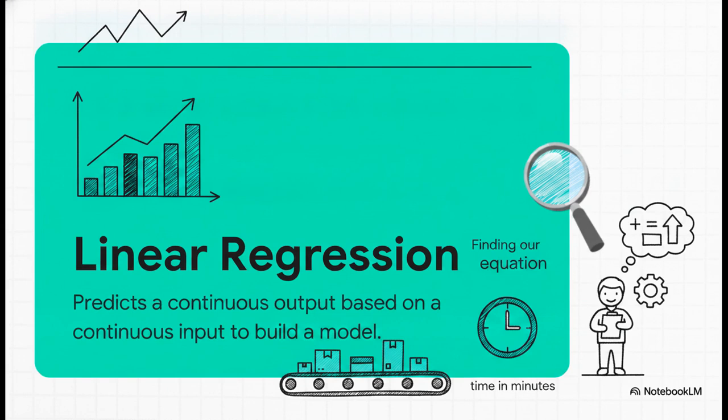Because both our input, the number of items, and our output, the packing time in minutes, are continuous numbers on a scale, we know exactly what to do. We build a linear regression model. We map out the historical data to find our equation, and suddenly, we aren't just guessing how many workers to schedule tomorrow, we are mathematically predicting our daily staffing needs based on incoming volume. It's a real game changer.